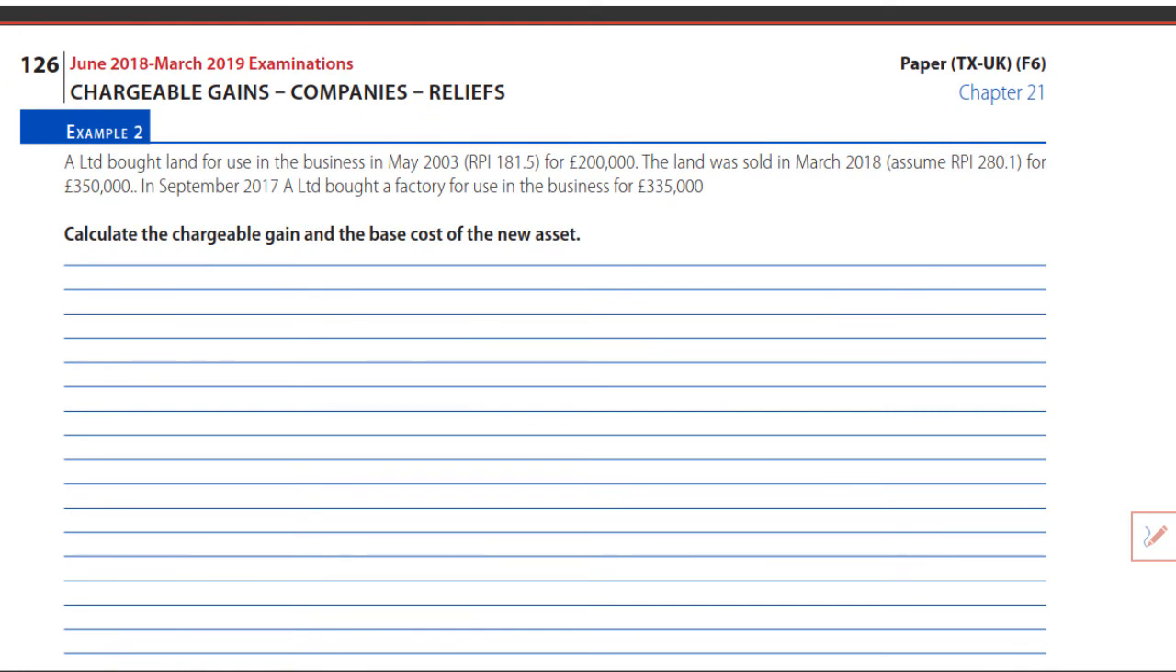Look at example 2. Land sold in March 18, again used in the business, for 350,000. Within the relevant time scale, this time 12 months before the disposal, a factory was bought for use in the business for 335. Sold for 350, bought for 335. We failed to reinvest all the proceeds. It is therefore partial rollover.